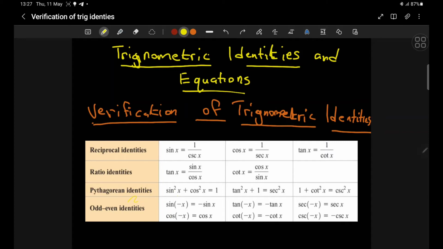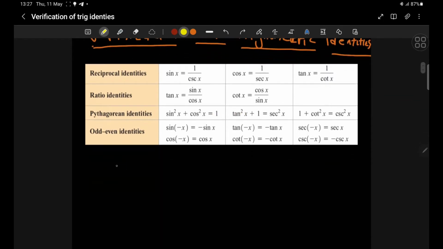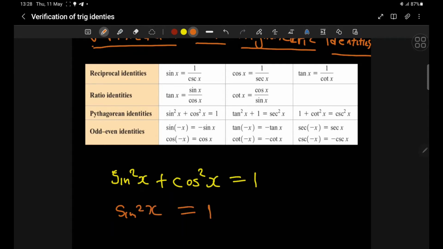Then a comment on the Pythagorean identities. With these identities, we can resolve them differently. Let me pick the first one. We all know that sine squared x plus cos squared x is equal to 1. From this identity, we can have two other identities derived from it. In the first instance, we can make sine squared x the subject. Thus, we'll have sine squared x is equal to 1 minus cos squared x. So this is an identity we've made for sine squared x.